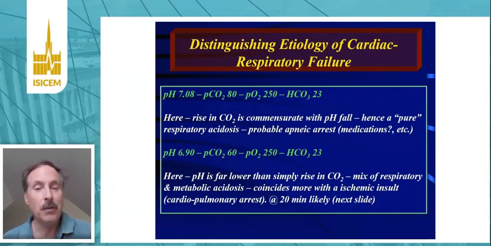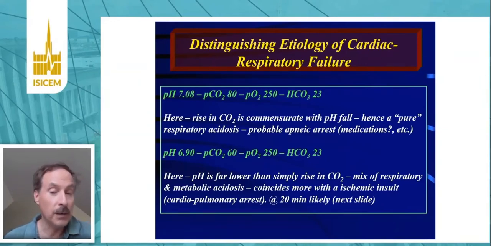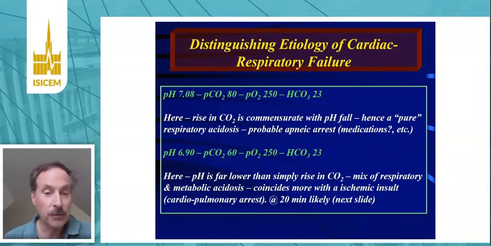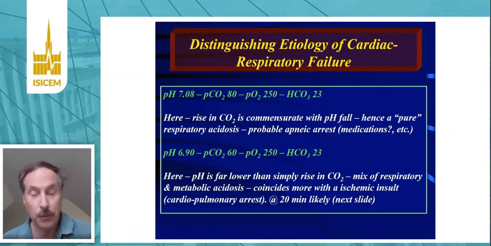But this was not a major cardiac arrest, as opposed to, in contrast, the second blood gas with a pH of 6.90, the PCO2 of 60, and the same PO2 and bicarbonate. If we do the calculation, we find that the pH is far lower than what could be accounted for by the PCO2 rise from 40 to 60. Hence, this is a mixed respiratory and metabolic acidosis and coincides more likely with a true cardiopulmonary arrest.